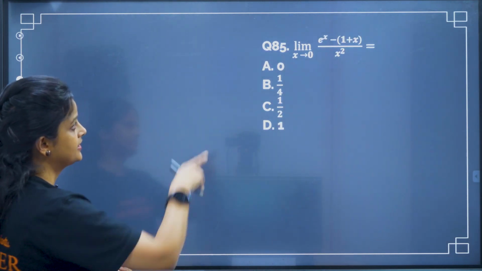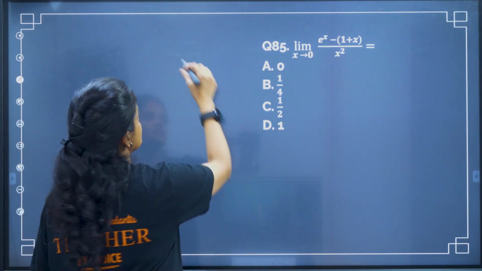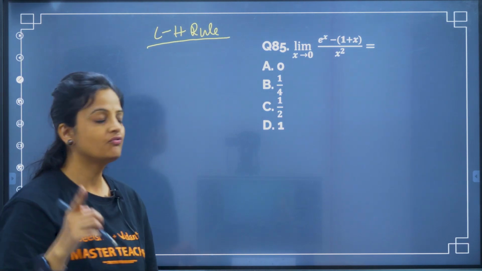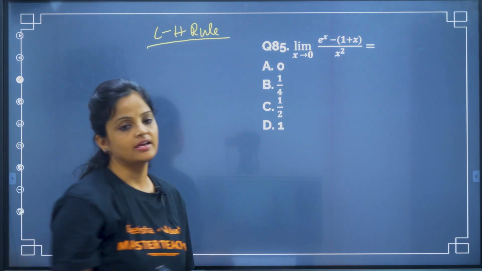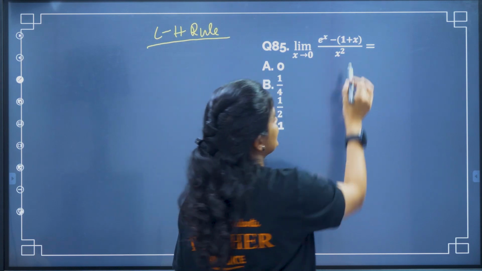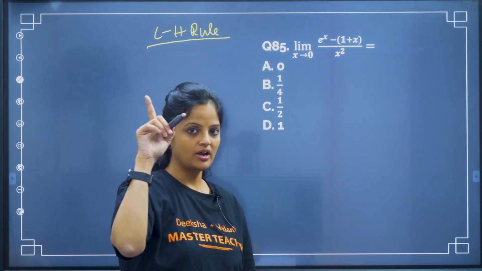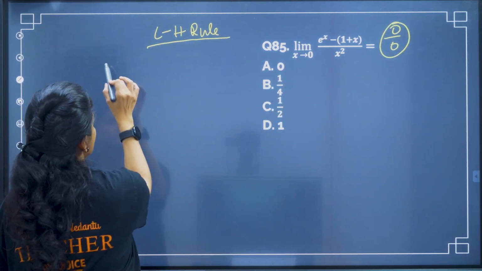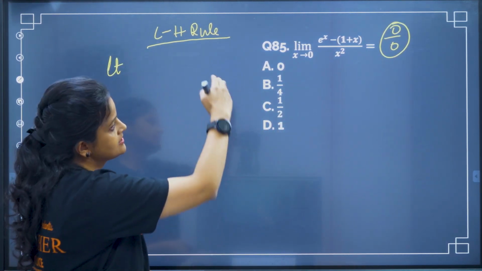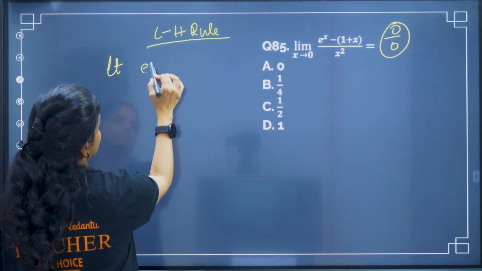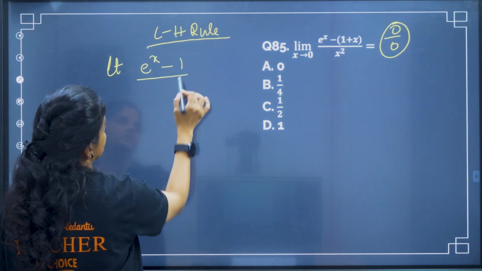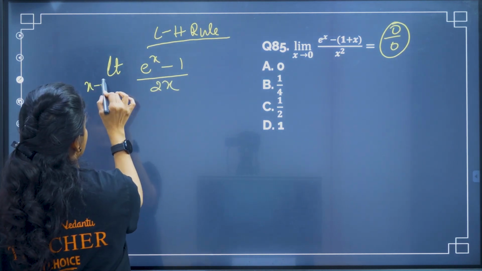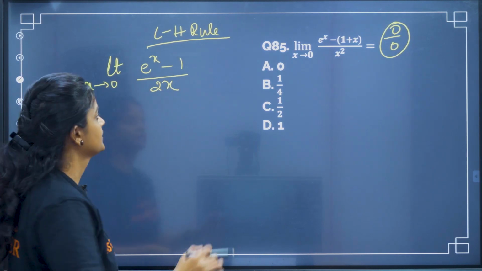Okay, so let's take up the next question, where again I am using L'H rule. Before you decide that you are using L'H rule, see the form. On putting 0 for this, e power 0, 1, 1 minus 1. So we have that in 0 by 0 form again. So what will I do? L'H rule says separately differentiate the numerator. So e power x minus 1 divided by, differentiate the denominator as well, 2x. Done. Now put it and check once again.